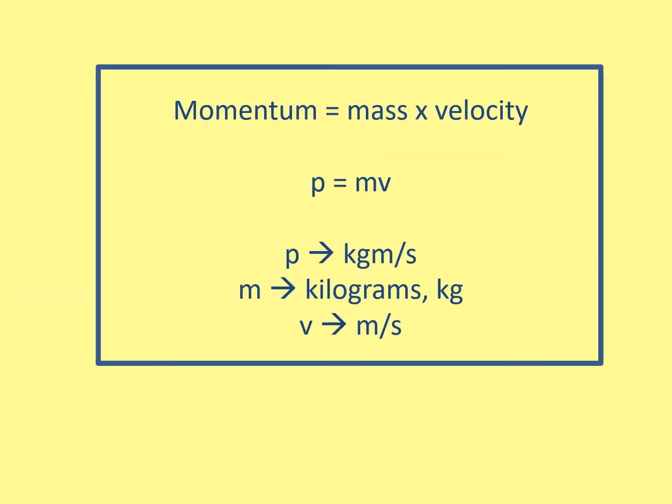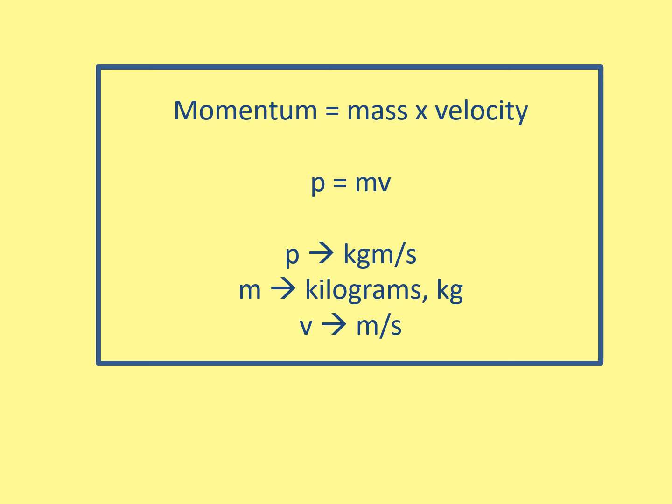Here's the equation. Don't write it down. Just have a look. Momentum is equal to mass times velocity. So get the mass, times it by velocity, and you get the momentum. On the second line there, we've got the symbol equation. P equals mv. We use P for momentum. M is used for mass. P equals mv.